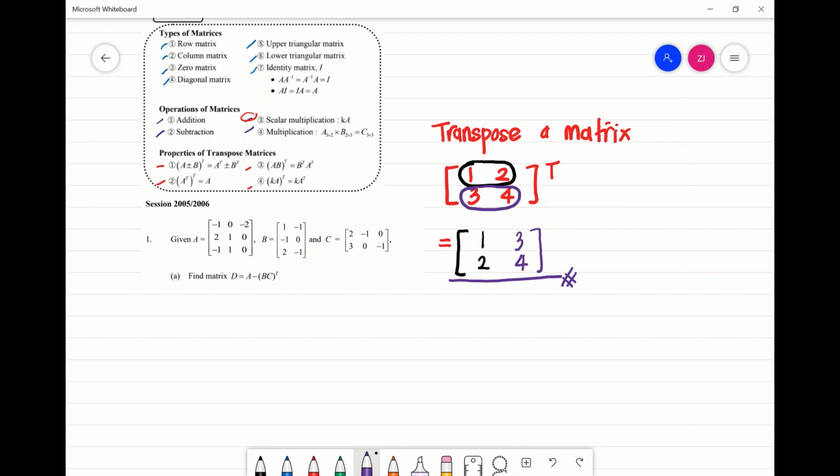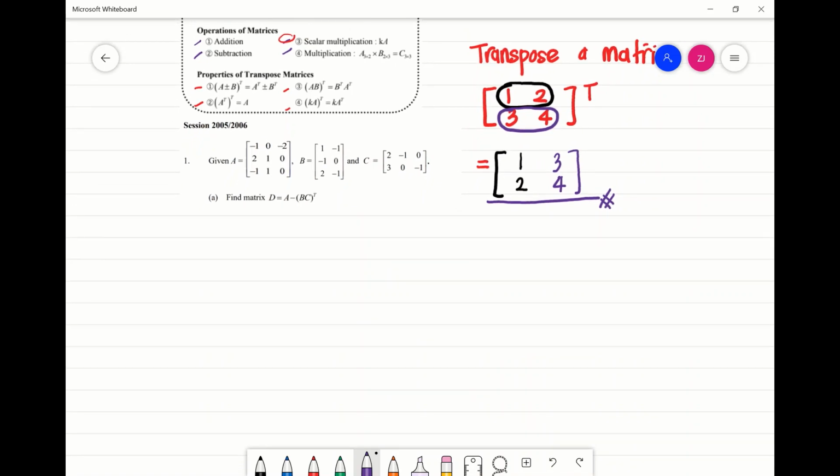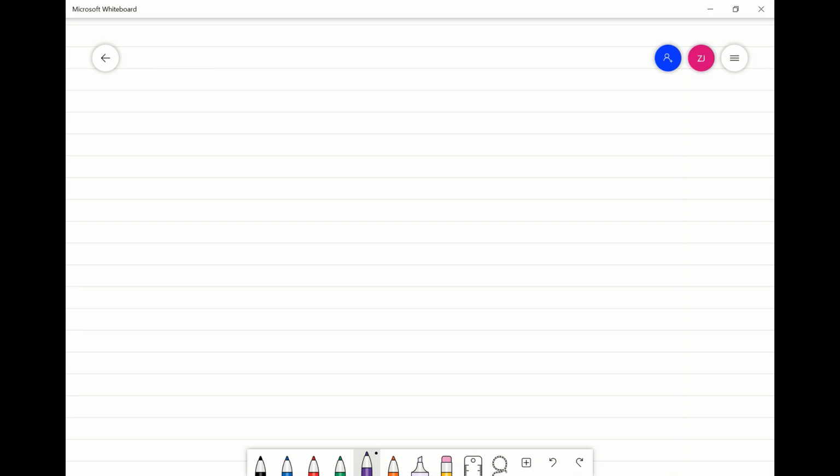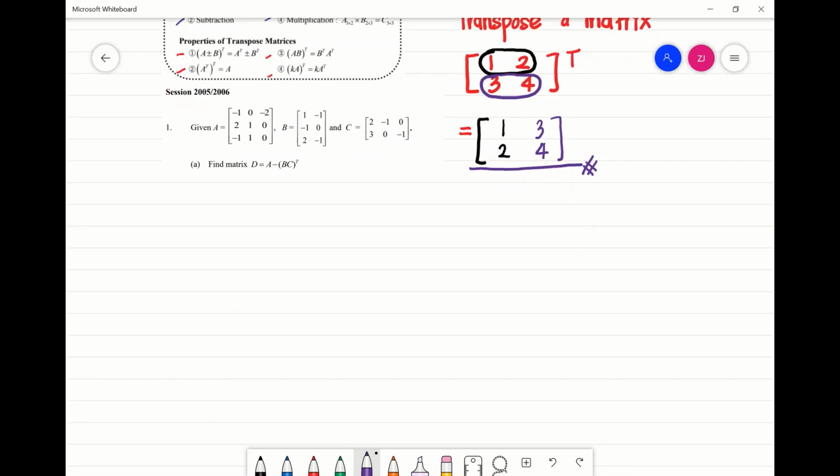Okay, so in order to see more examples on this, we are going to solve a past year question. Question number 1. So how to do this? Let's discuss this past year question number 1. We are given 3 matrices A, B and C. So we can see here A is a 3 by 3 matrix, while B is a 3 by 2 matrix, and then C is a 2 by 3 matrix.